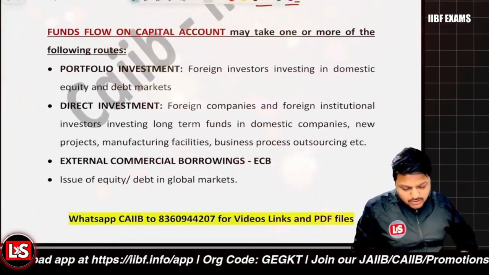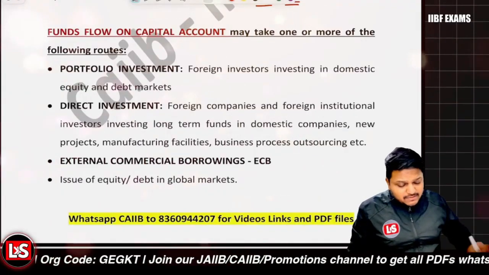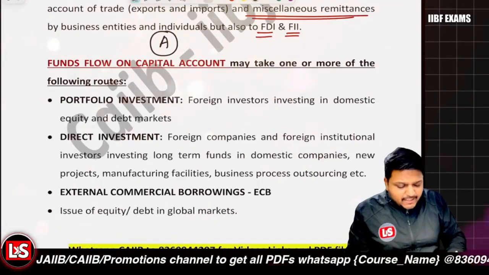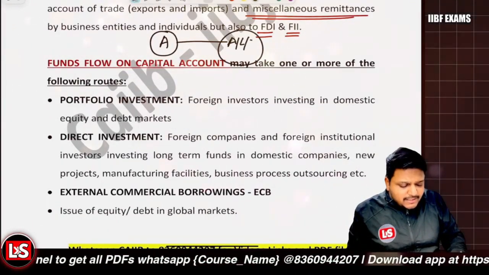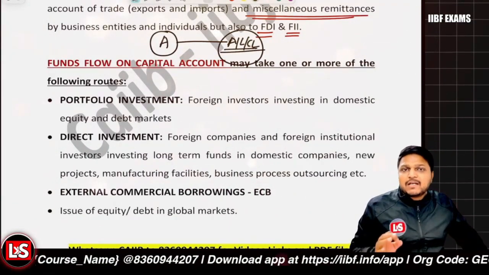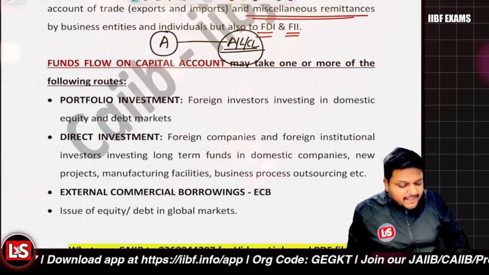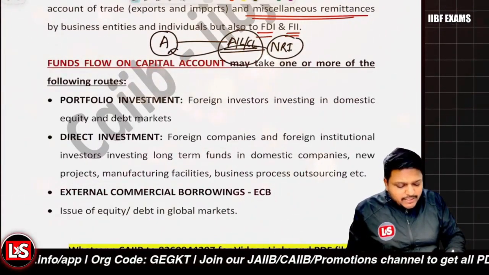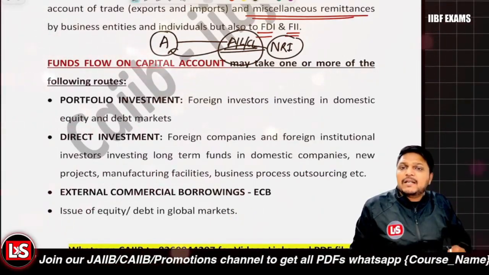And further, it's about the fund flow on the capital account. Now, let me first of all tell you about the capital account transaction. Let's say you are residing in India and you are going to do a transaction which is going to alter your asset or liability or contingent liability in another country. That is a capital account transaction. Let's say if you have taken an ECB from another country, it would be a capital account transaction. And on the other hand, if an NRI in another country does a transaction in India that is going to alter their asset, liability or contingent liability here in India, that will also be a capital account transaction.